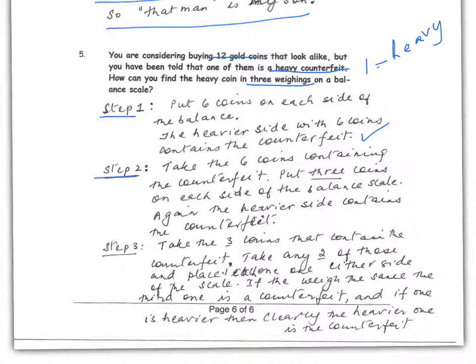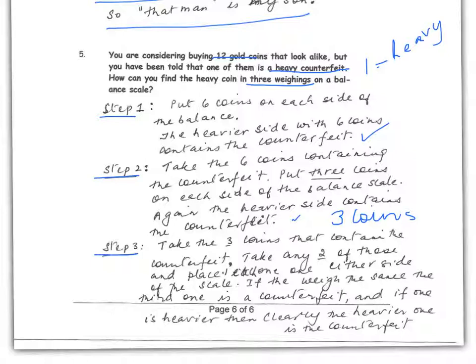Step 2. We take those 6 coins, again, put 3 on each side of the balance scale. Clearly, we would know which is the heavier side. And since the counterfeit is heavier, the heavier side of the two would have to contain the counterfeit. So now we have 3 coins. We still don't know which coin exactly is the counterfeit. So we repeat the weighing again.